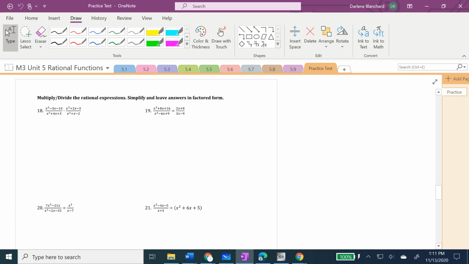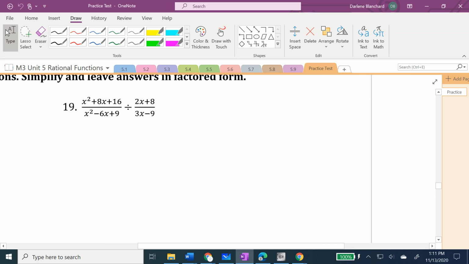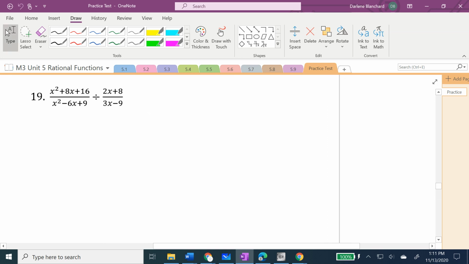Let's see. Let's do number 19 together. Multiplication and division with rational expressions are so much nicer to deal with than addition, subtraction. You do not have to worry about a common denominator. It's just a big giant game of factor kill, ha ha ha. Now, when you see division, you're going to change it to multiply by the reciprocal.